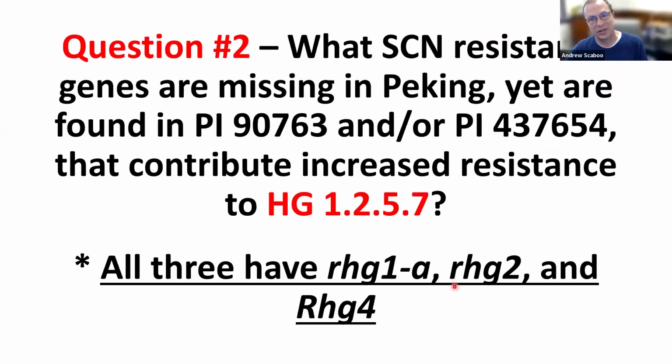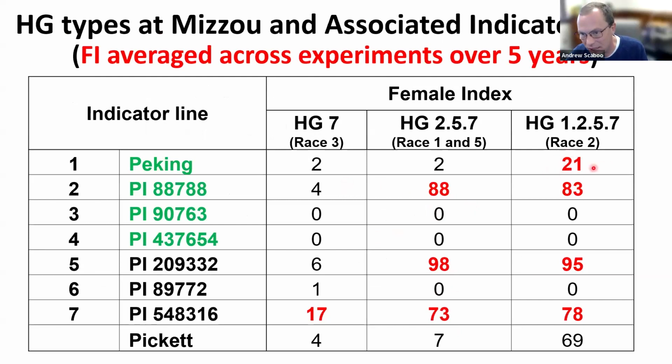So then our next question was, well, what about that 20%? What about this 20% of nematodes right here? You may have seen 9763 and 437654 in our material, the populations that we use, that you don't see any cysts on those. Those are the most highly resistant indicator lines. But Peking, you do see about a 20% increase. 1 out of 5 nematodes in this HG1257 will overcome Peking type resistance.